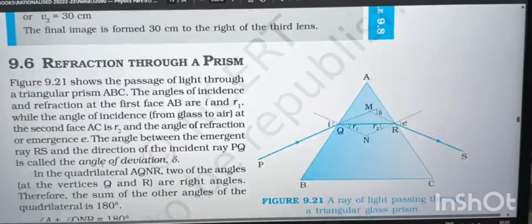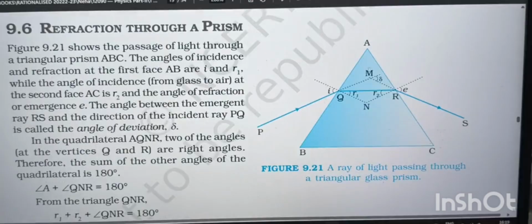Now let us proceed. Now it is refraction through a prism. We have seen spherical surface, we have seen normal plane surface. Now let us see if it is through a prism. Angle of incidence is there, it is bending towards the normal, then away from the normal. You draw the normal. Between the incident ray and the normal, you get i, that is the angle of incidence. Between the normal and the refracted ray, you get the angle of refraction. Same over here also. Here it is emergence, because it is emerging out.